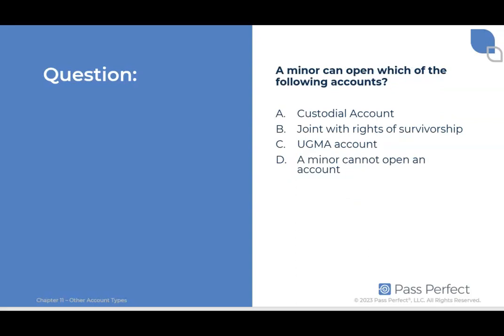Okay. A minor can open which of the following accounts? A, custodial account. B, a joint account with rights of survivorship. C, UGMA account. Or D, a minor cannot open an account.